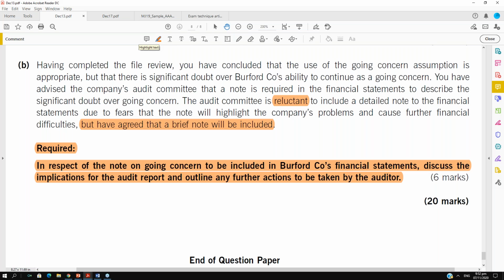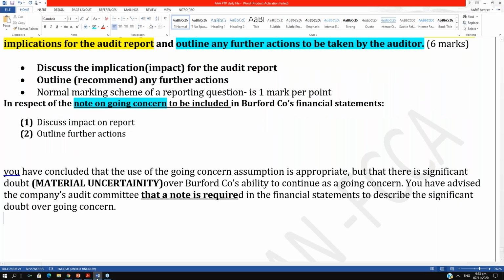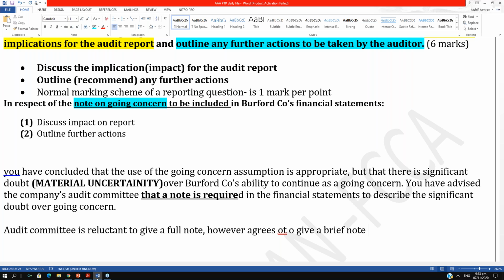And do you believe a partial note is not good versus a full note? But something is better than zero, right? Something is better. So let's see how to solve this question. The question says the audit committee is reluctant to give a full note, however, agrees to give a brief note.